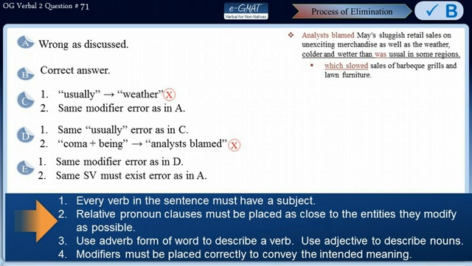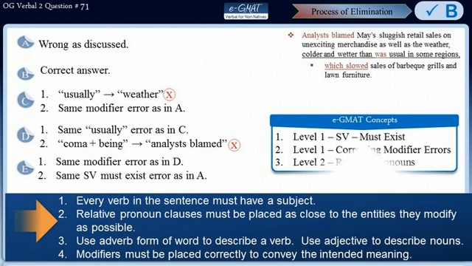The concepts tested in this sentence have been covered in e-GMAT concepts: Level 1 subject verb must exist, Level 1 correcting modifier errors, and Level 2 relative pronouns.